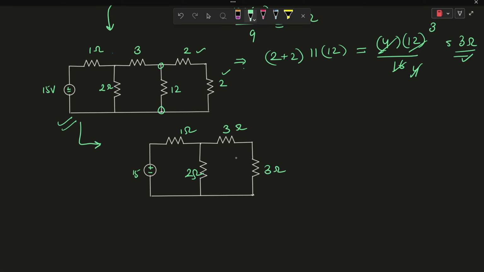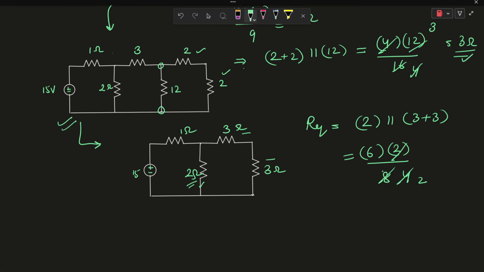As you can see, the 3 ohm and 3 ohm resistors are both connected in series, and their combination is connected in parallel with the 2 ohm resistor. It means that R equivalent will be 2 in parallel with 3 plus 3, which is equal to 6 into 2 over 2 plus 6, which is 12 over 8, equal to 1.5 ohms.